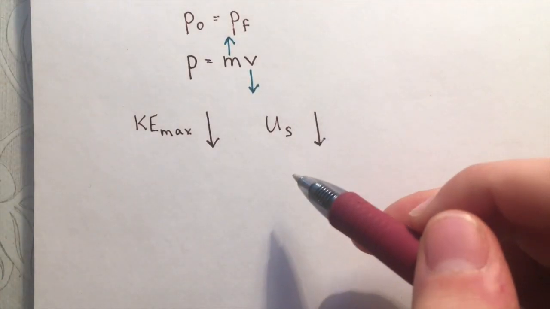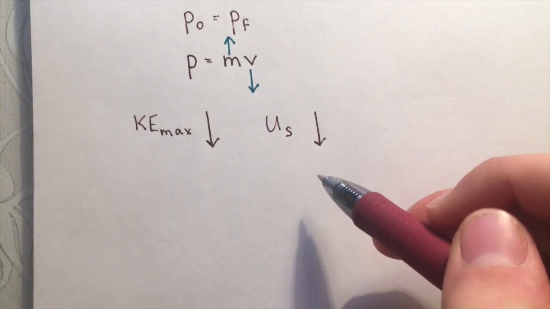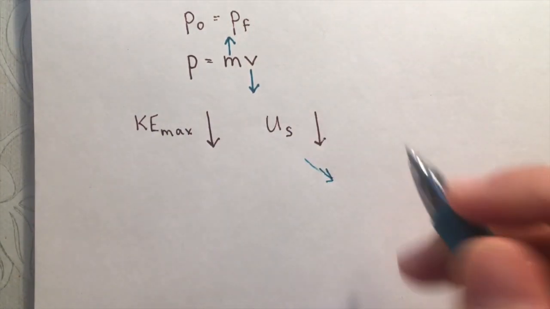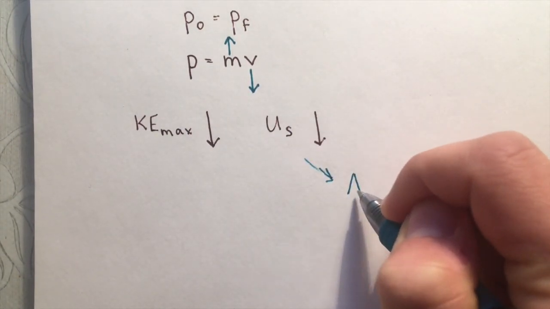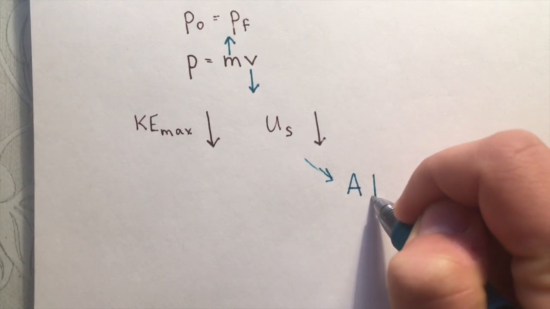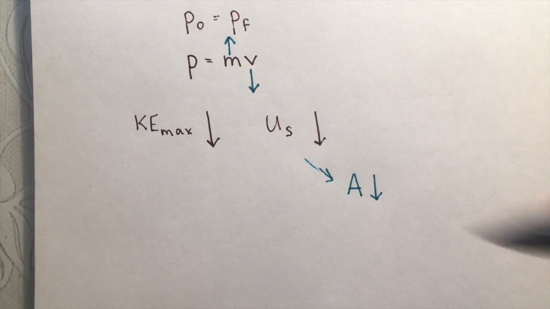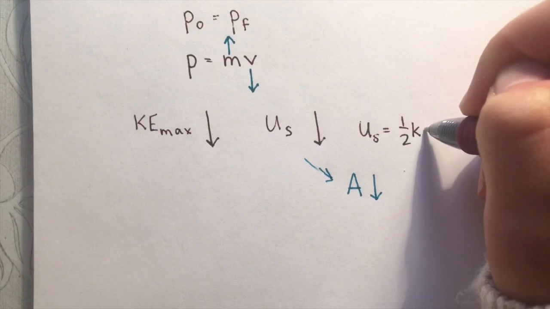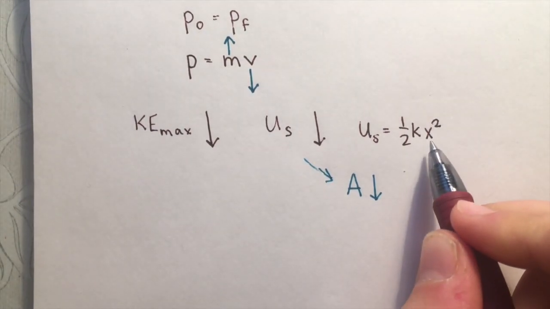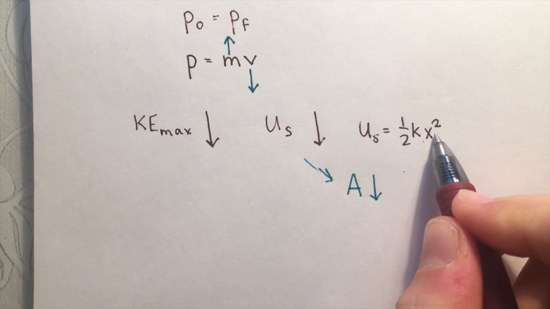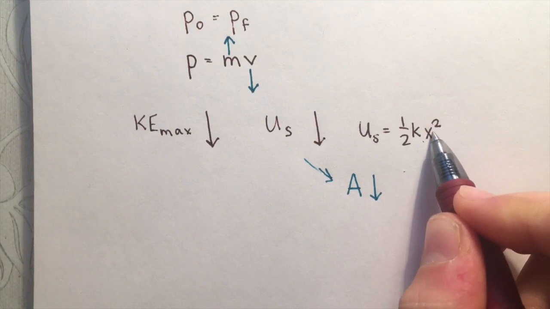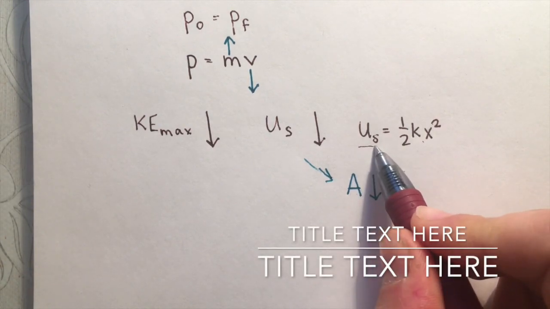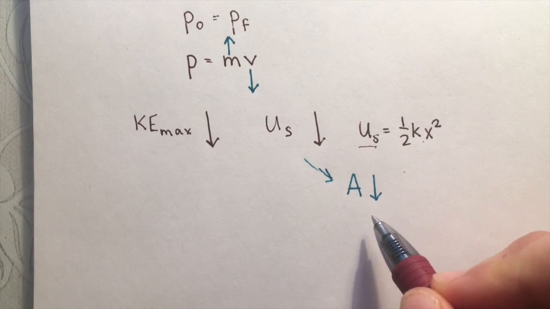If the spring potential energy went down, what that means is that the amplitude also went down, because spring potential energy equals 1/2 kx squared, where x is the displacement from equilibrium, and in that case that is our amplitude. So if the spring potential energy went down, the amplitude also has to go down.